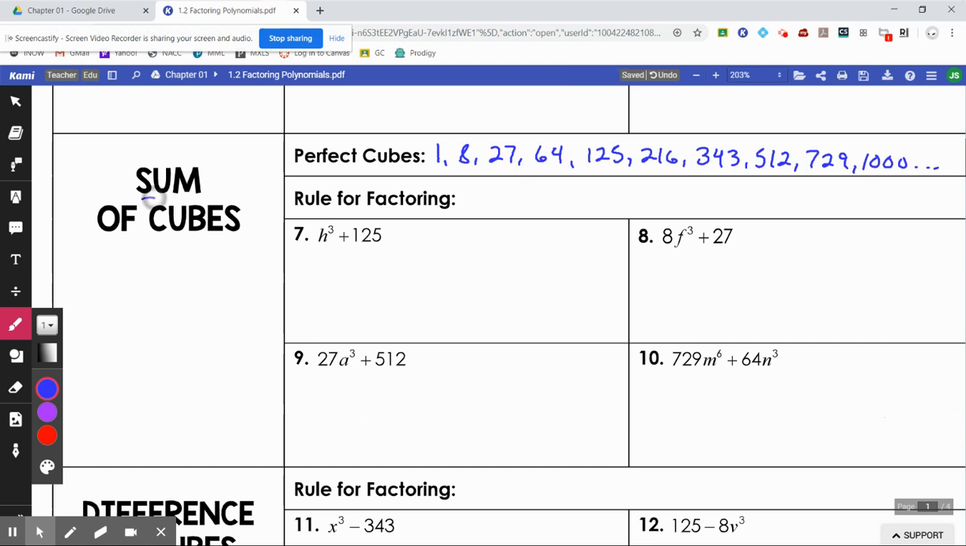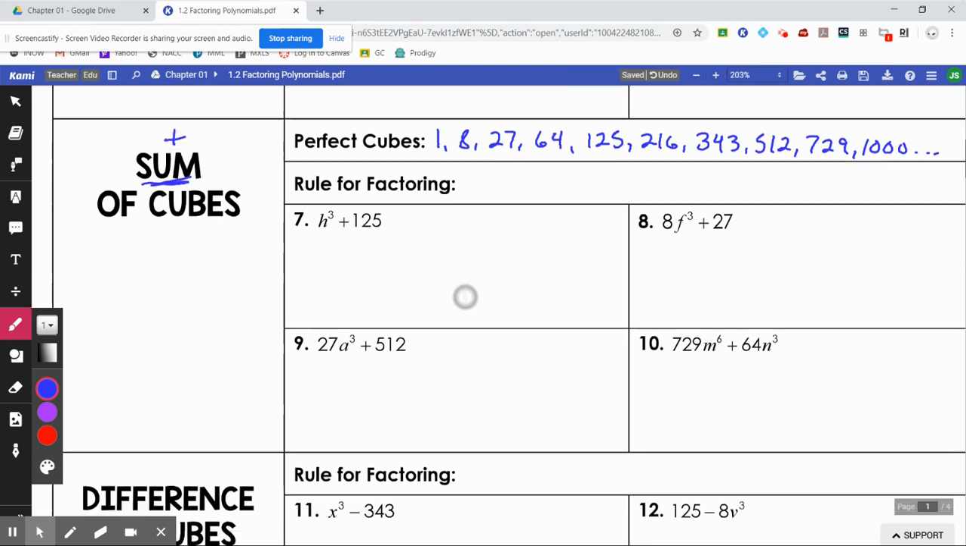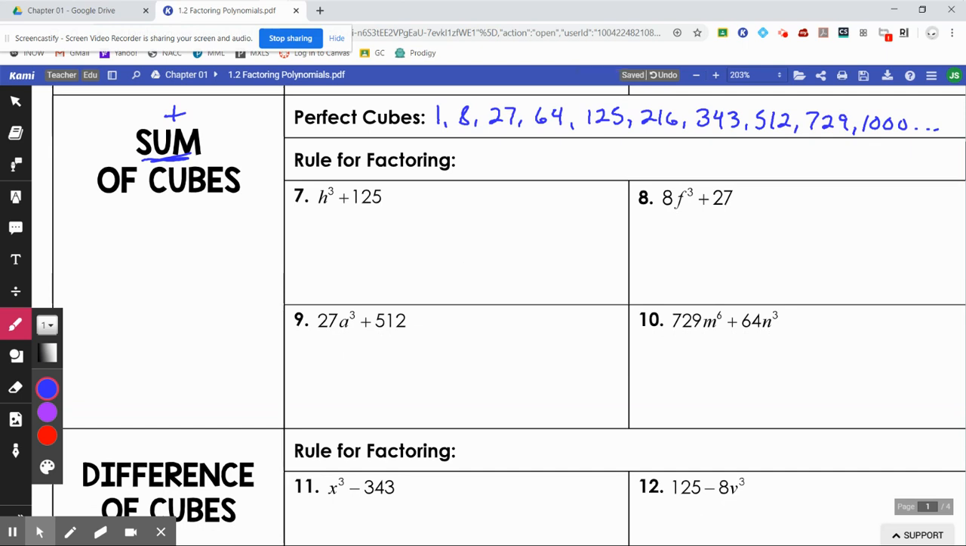So if you're factoring a sum, again, sum means addition, addition of perfect cubes. Here's your rule. A to the third plus B to the third will equal A plus B times A squared minus AB plus B squared.